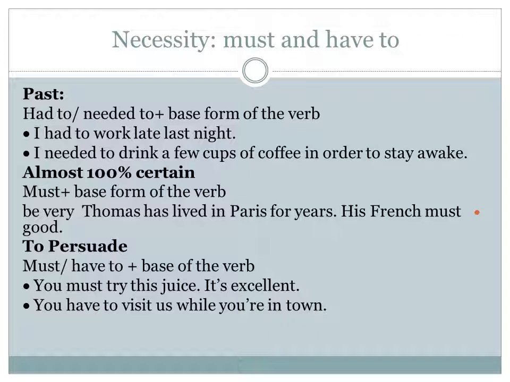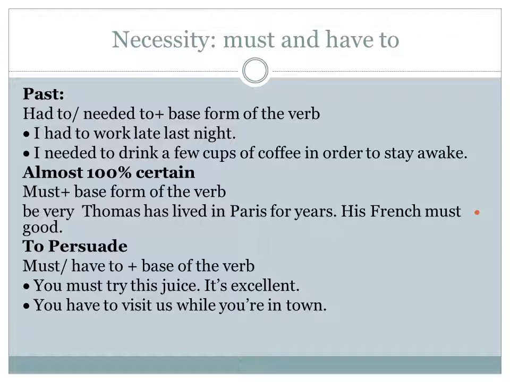100% certain. طبعا بنسبة تأكيد 100% بستخدم must plus base form of the verb. Thomas has lived in Paris for years. توماس كان عايش في باريس لمدة سنين. his French must be very good. أكيد الفرنساوي بتاعه بقى كويس.